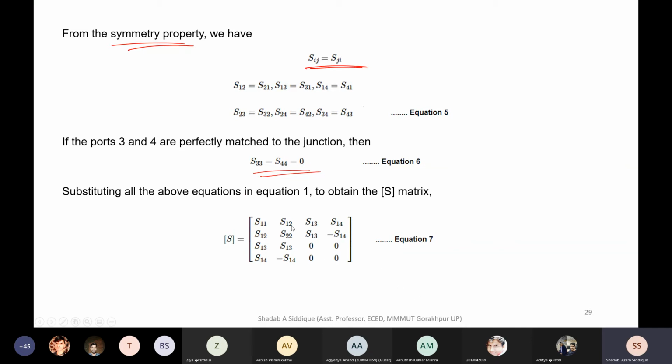So S11, S12, S13, S14 will be as it is. And we have S21, S22, S23. So S21 will be S12 and S22 will be as it is. We know S23 is equal to S13, so we can write it down, and S24 is equal to minus S14, so we can write it down. Okay, so by using all these and the above things, we can substitute, and we'll try to get this one.